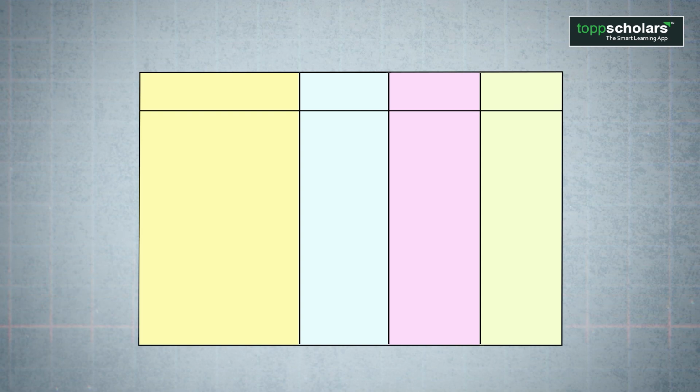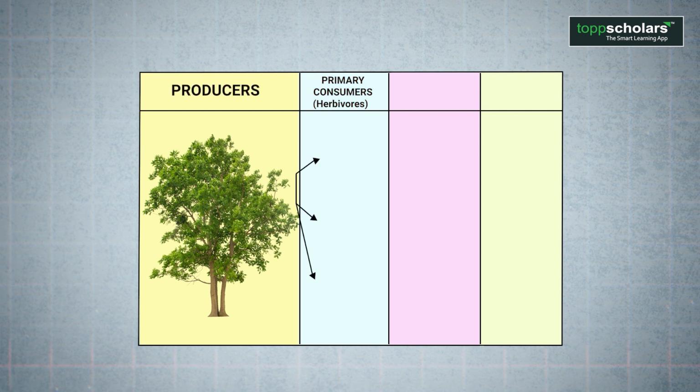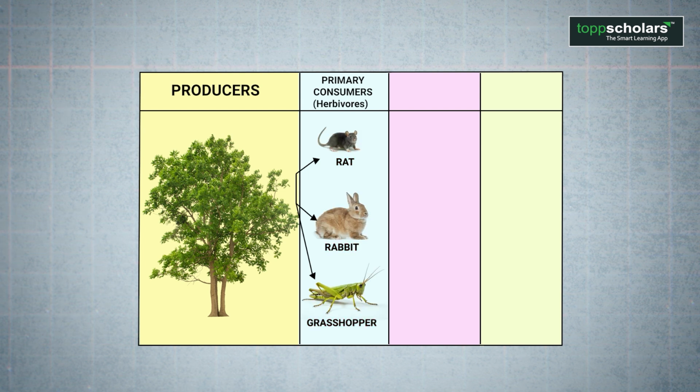As you can see in the picture, there are green plants. Green plants make their own food and hence are called producers. Then these plants are consumed by primary consumers, or plant-eating animals called herbivores, such as rats, rabbits and grasshoppers, and then these primary consumers are consumed by secondary consumers.